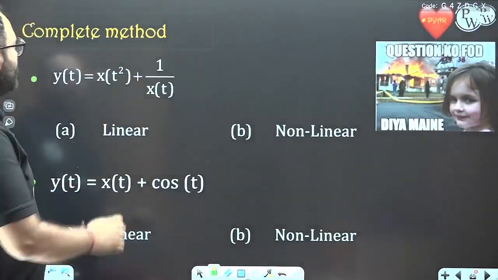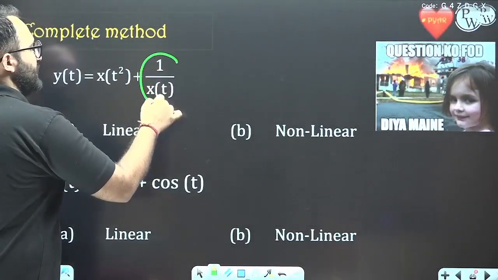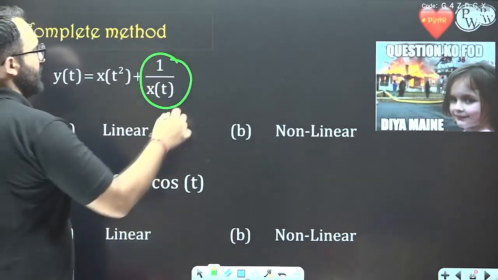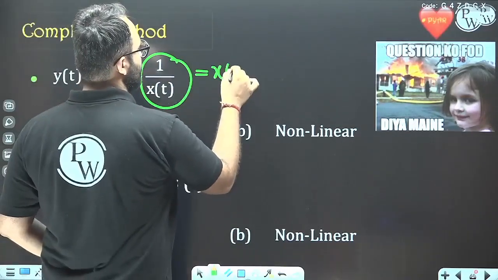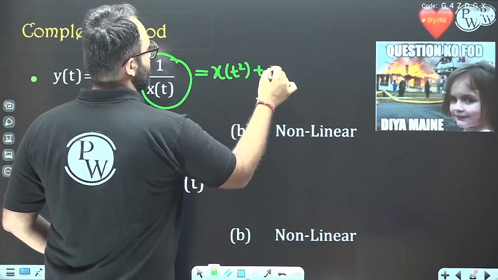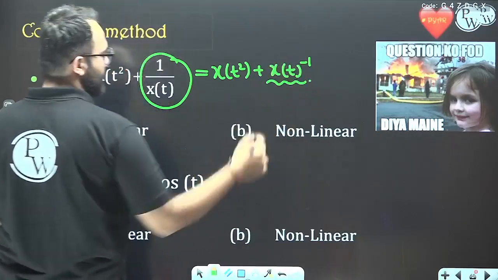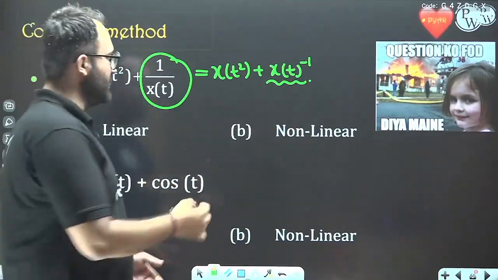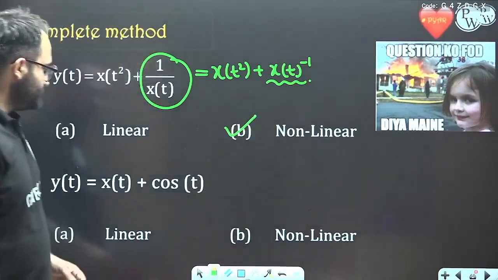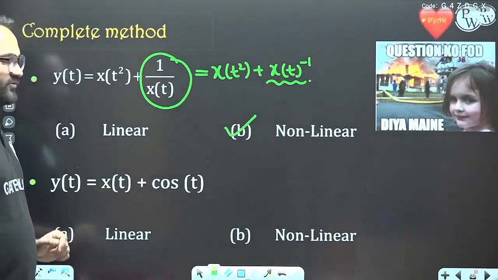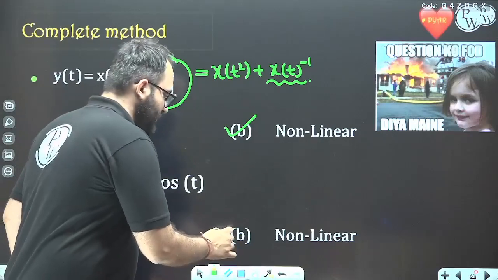So here we can see that there is a 1 by x of t term. So it is x of t square plus x of t inverse. This term makes the system non-linear. If we add anything extra, like cos t, it makes the system non-linear. So this is also non-linear.